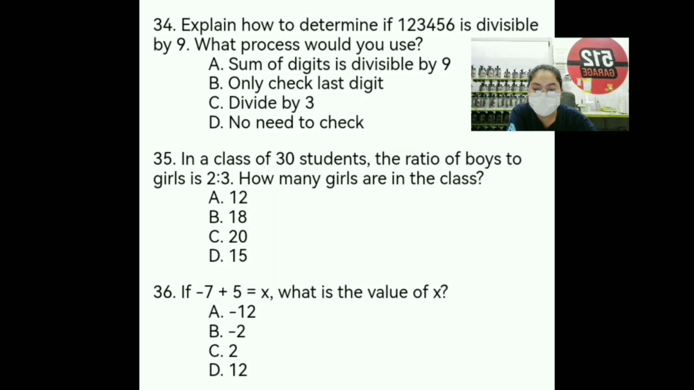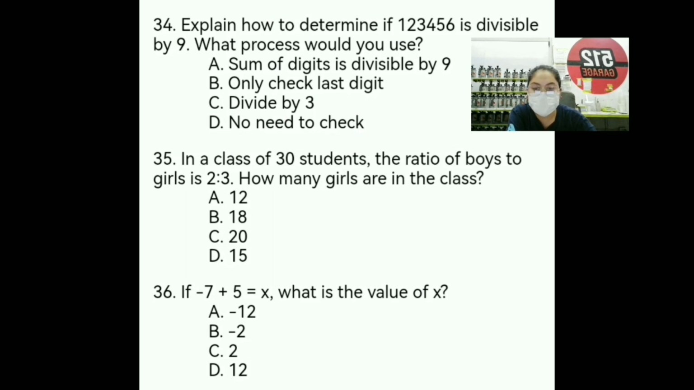So to solve this problem, we use the concept of ratios and proportions to determine the number of girls in the class. We have a step-by-step solution. For the first step, let's understand the ratio and total number of students. The ratio of boys to girls is 2:3, which means that for every 2 boys, there are 3 girls.